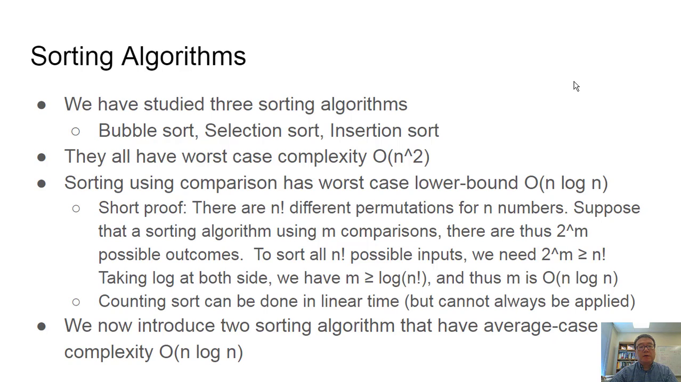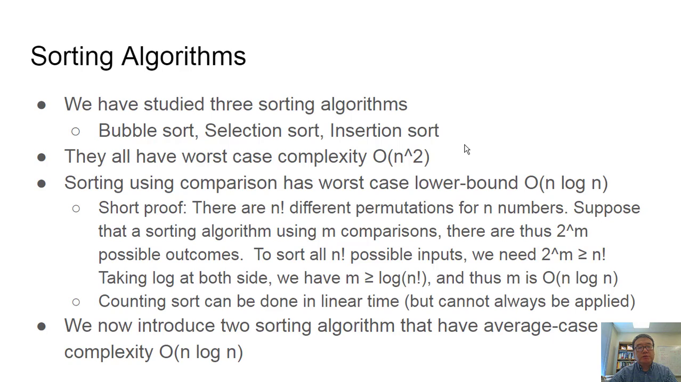So in a previous topic, I believe topic 5, we studied three sorting algorithms: bubble sort, selection sort, and insertion sort. They all have a worst case complexity of big O n square, so they're all quadratic. When there is a lot of data to be sorted, when it's large, then this is not efficient enough.